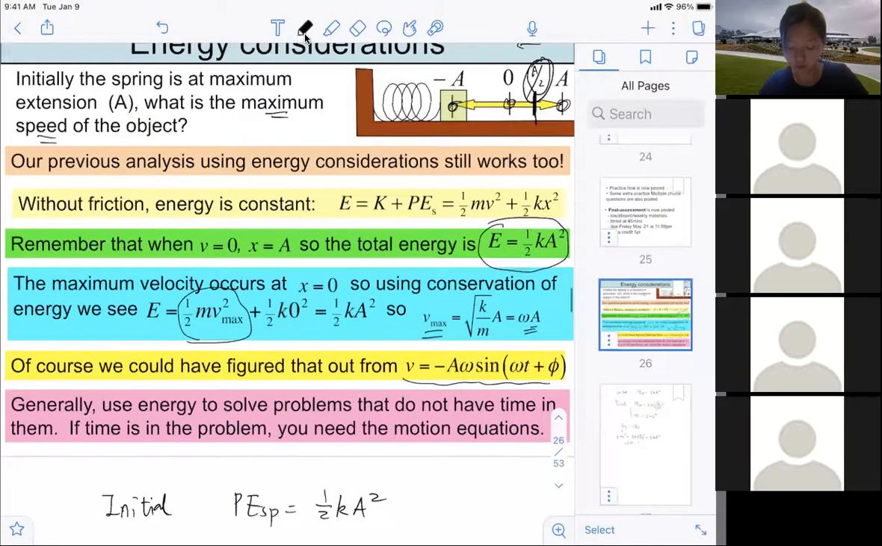You can, of course, figure that out using the equations for velocity as a function of time. But to do that, you need to first calculate the position function and then take the derivative, get the velocity function. And then you can figure out your velocity at any given moment.